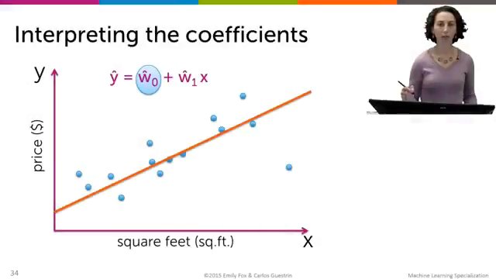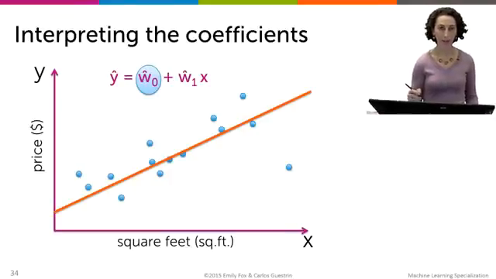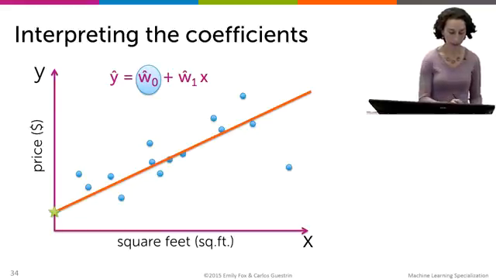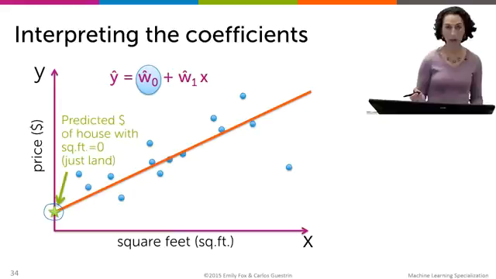Okay, so now let's talk about how we're going to interpret the coefficients of our fitted line. And let's start by talking about w hat 0, our estimated intercept. So that's this point right here, this green star. And what does that represent? Well, it's the predicted value of a house with 0 square feet.